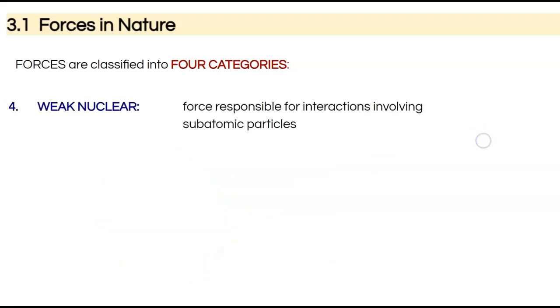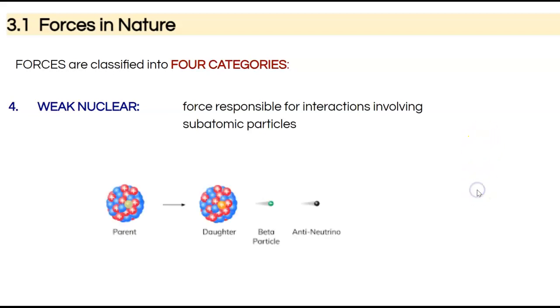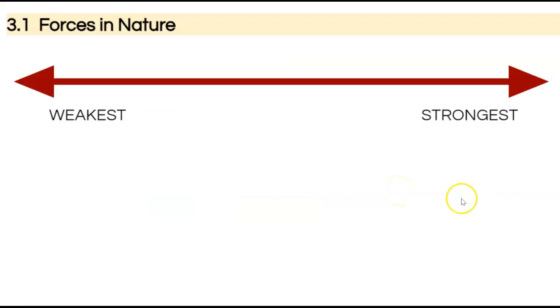And lastly, we have weak nuclear forces. And so weak nuclear forces are those forces that are responsible for interactions involving subatomic particles. So we will touch on this a little bit this year when we discuss nuclear reactions, right? And one such example is beta decay. Okay, so those are just what is going on when we take small particles and interact them.